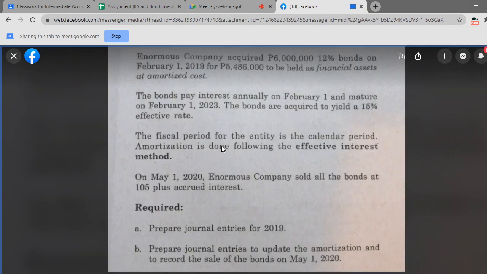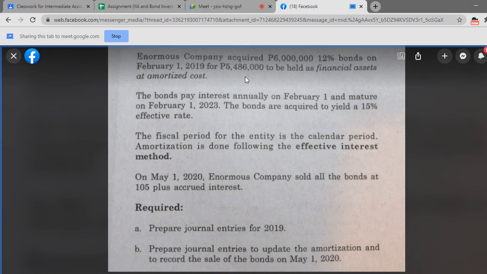Ayan, Enormous Company. We are required to prepare journal entries for 2019 and we are required to prepare an amortization. Okay. Entries din pala. So, kailangan din nating mag-prepare ng table of amortization, simply put. Enormous Company acquired 6 million 12% bonds on Feb 1, 2019 for 5486. Ayan. 6 million daw ang face amount. 5486 atong gibayad. Is this a discount or a premium? Looking at the figures, discount to kasi mas mababa ang cost.